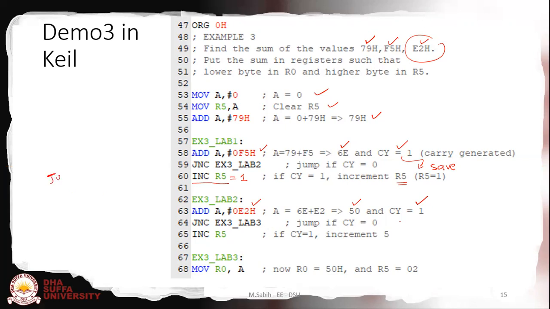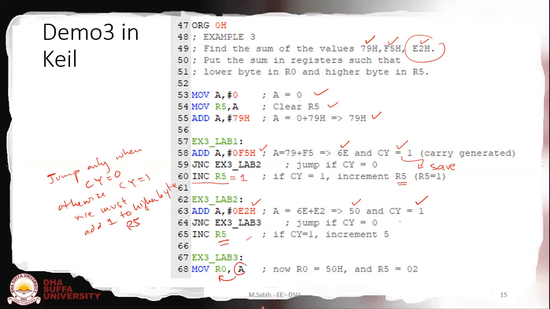So the jump is only taken when the carry flag CY equals 0. Otherwise, if the carry flag is 1, we must add 1 to the higher byte, which is taken care of by R5 here. Okay, so the increment is done here, and finally R5 is already having the high byte, and the low byte is in A. It will be placed in R0.